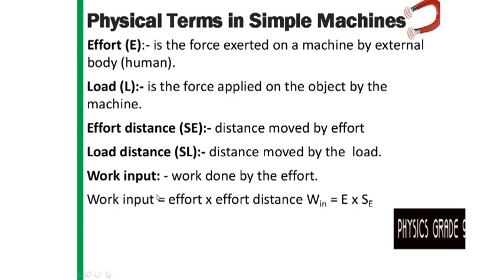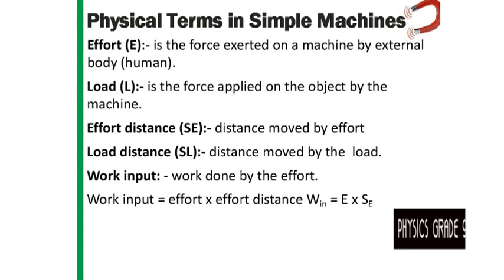Now, the work input is really given as the work done by the effort. And we have looked at work done in terms of energy in the previous unit. But when we talk about work input, we can actually say that work input is equal to the effort multiplied by the effort distance. This shouldn't be too surprising, because when you think about what we looked at in the previous unit, when we looked at forces, energy, and power, we know that work done is equal to force multiplied by the distance that the force moves an object.